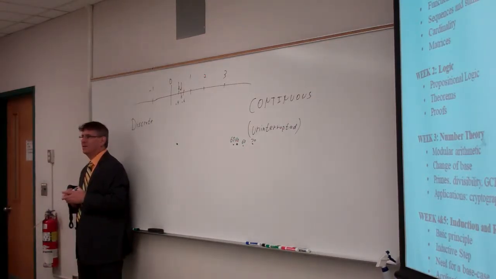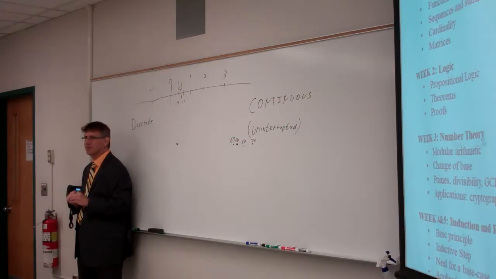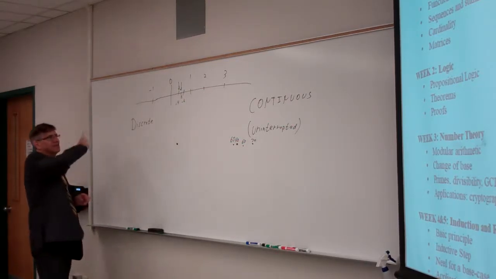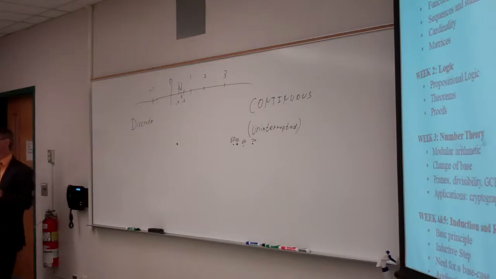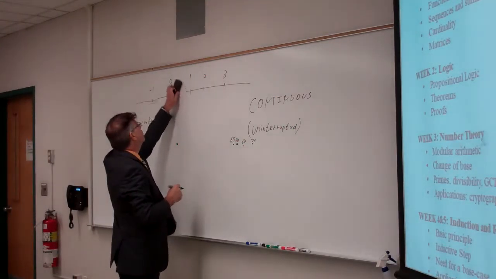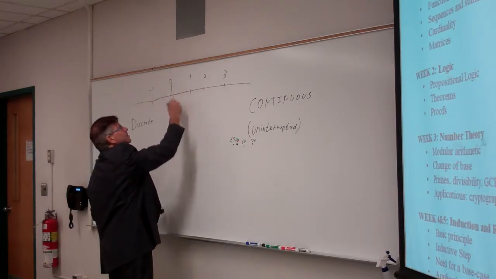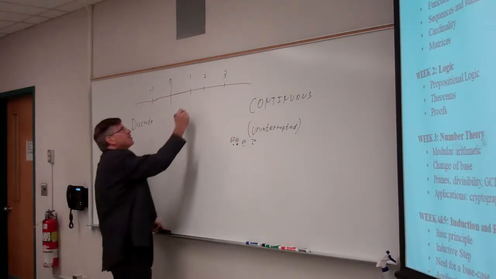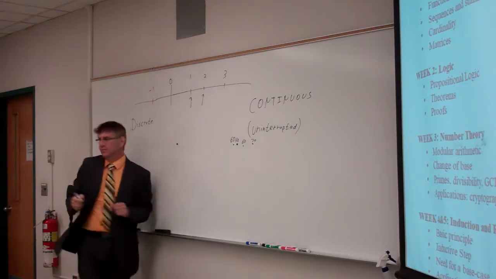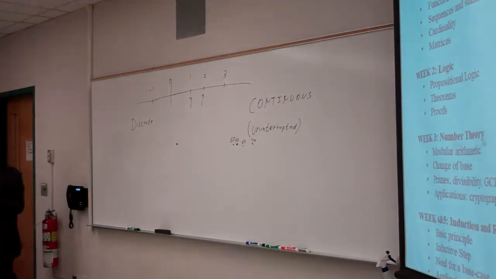So there's a lot of numbers in between them. That's a continuous distribution of numbers, as opposed to a number line with just integers where there's nothing in between here and here. That's a discrete set of numbers.